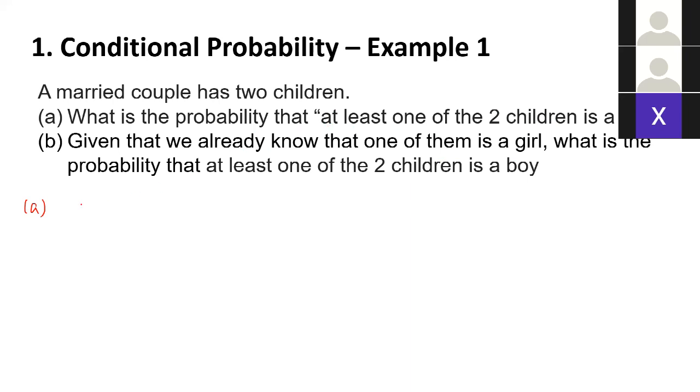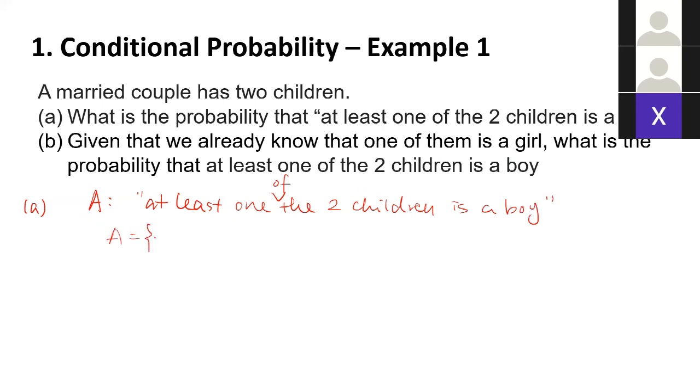So suppose we denote two events. Event A is at least one of the two children is a boy. So what is this event? The event contains three elements, right? It can be boy, boy, boy, girl, and girl, boy, right?